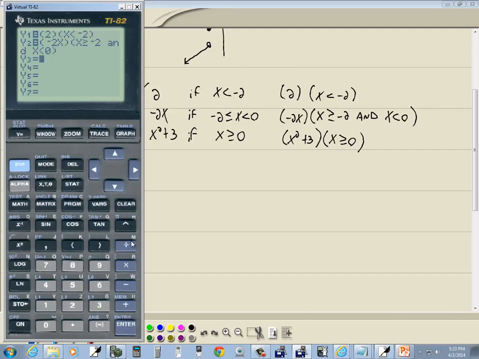Now down arrow, and on y3 I'll put my beginning parentheses, x squared plus 3, closing parentheses, beginning parentheses, x is greater than or equal to, so I do second math, and greater than or equal to is the fourth one, and 0, and then closing parentheses, and then graph.